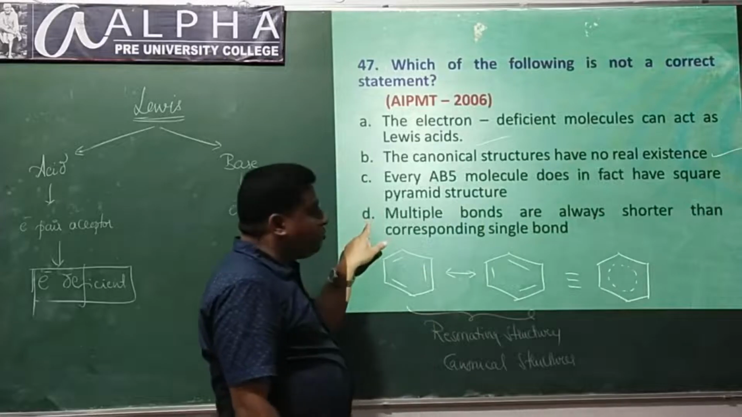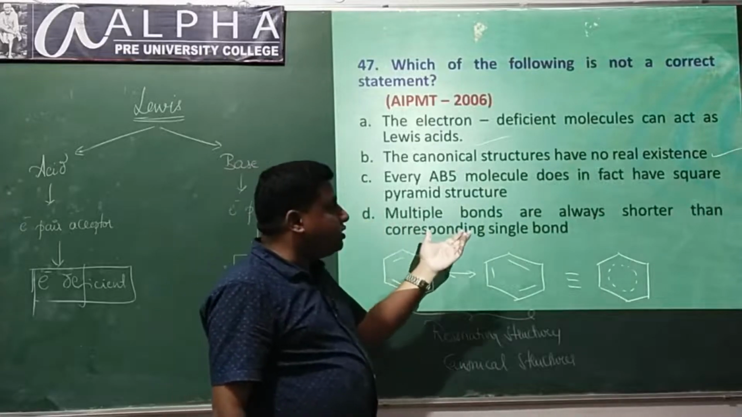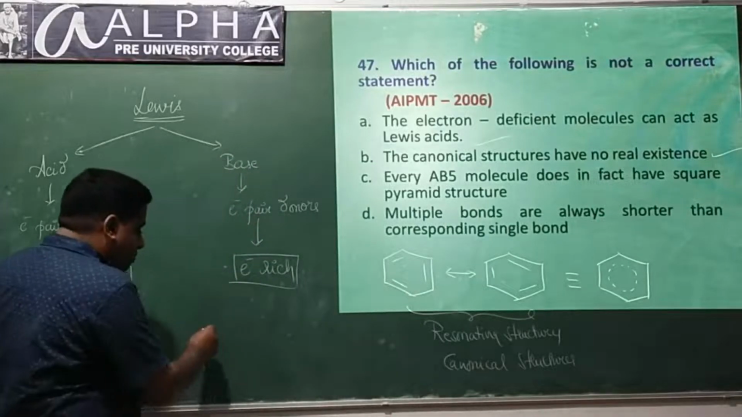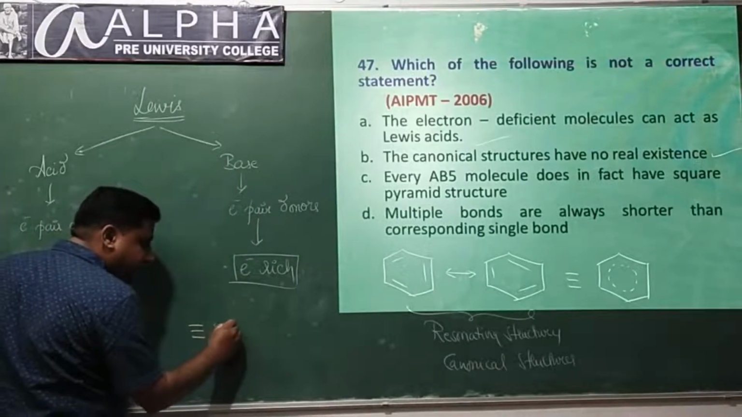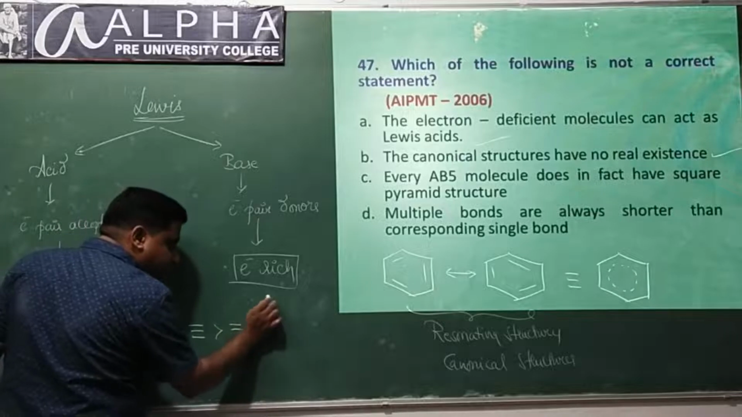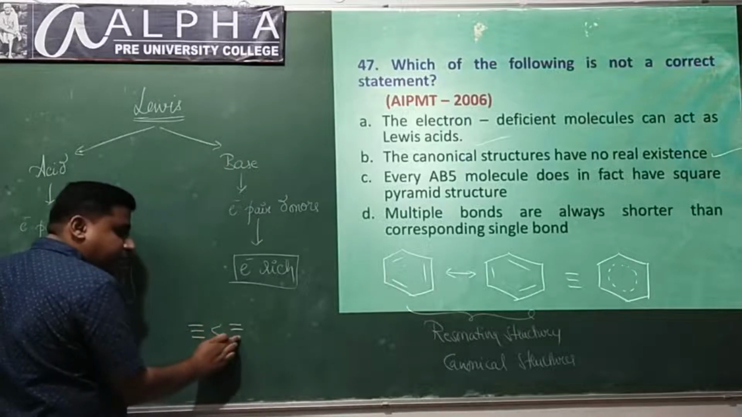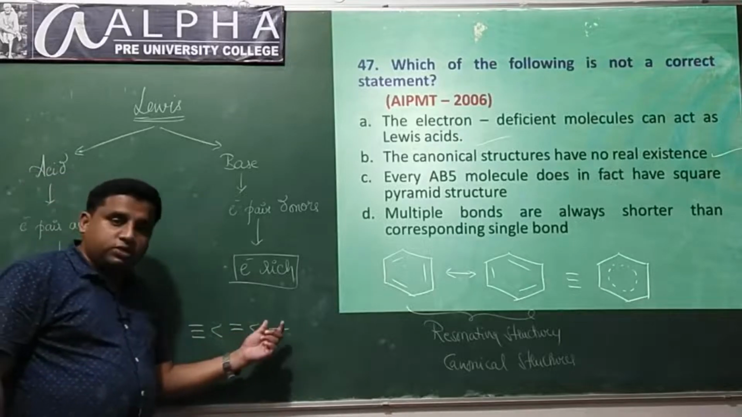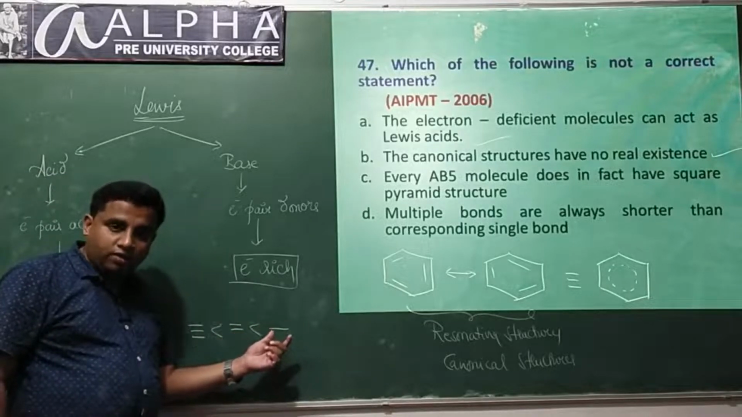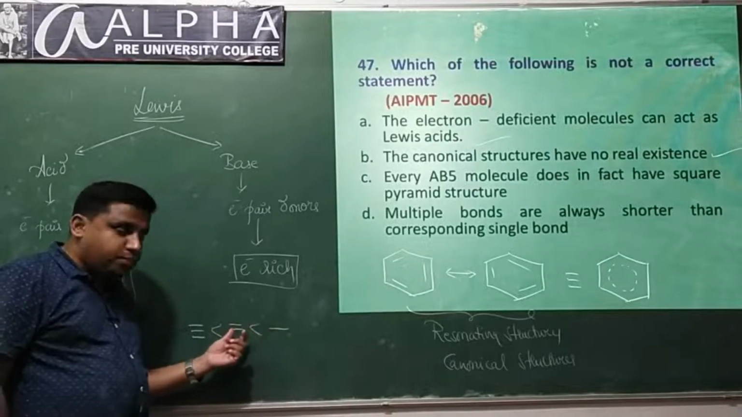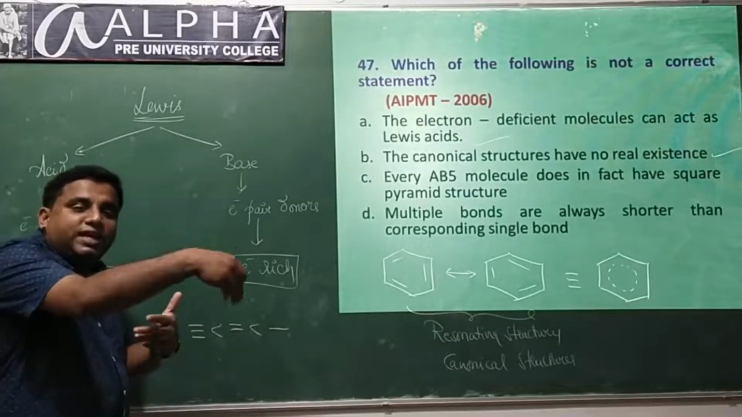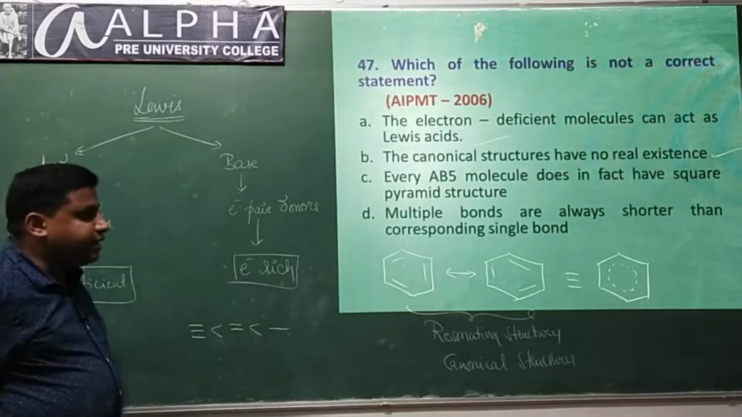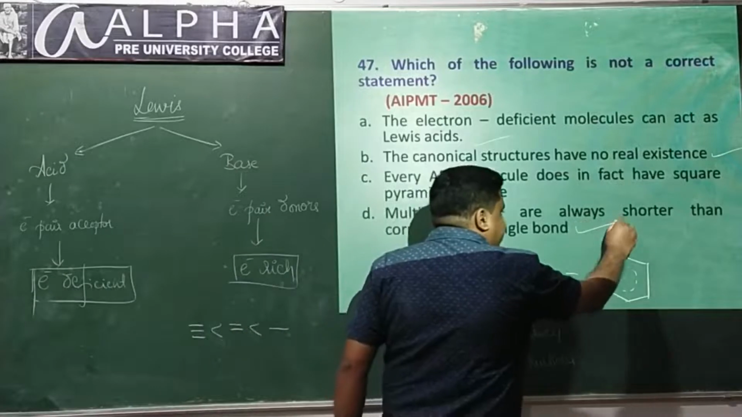Option D says multiple bonds are always shorter than the corresponding single bond. Of course, a triple bond is shorter than a double bond, and a double bond is shorter than a single bond. That means a single bond will always have a longer bond length than a double bond, and a triple bond. As the multiplicity increases, bond length decreases. So option D is also correct.